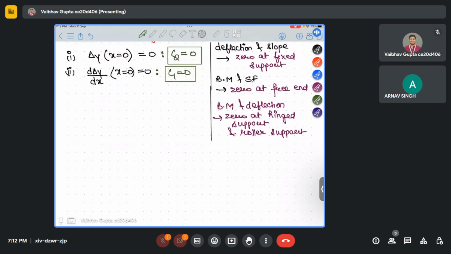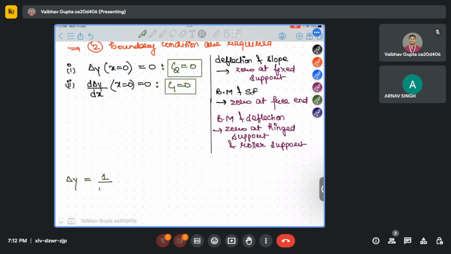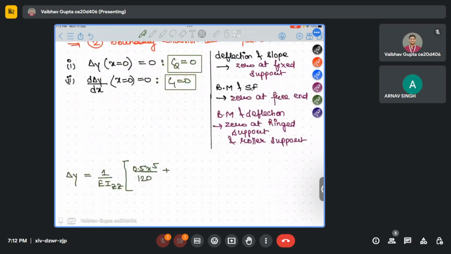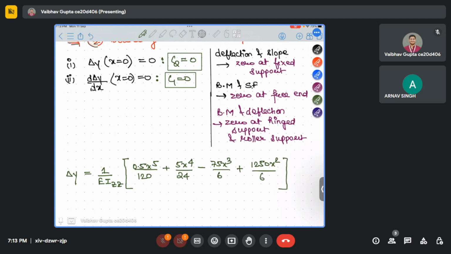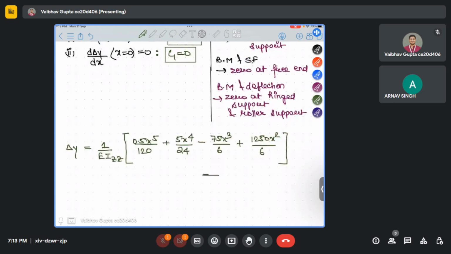So finally, what is the expression of delta y we will get? We will get 1 by EI: 0.5 x5 by 120 plus 5x4 by 24 minus 75 x cube by 6 plus 1250 x square by 6. This is the expression of deflection we got.